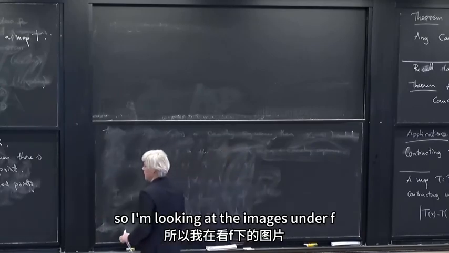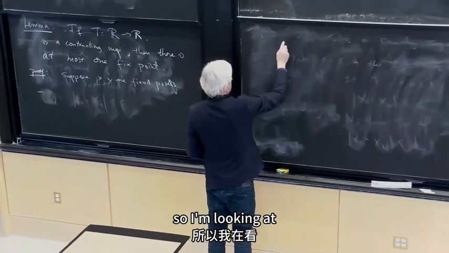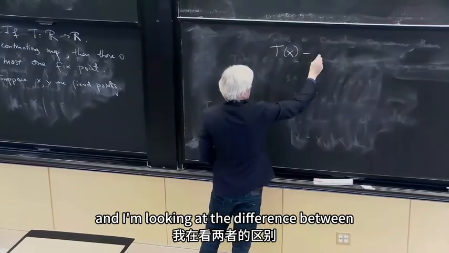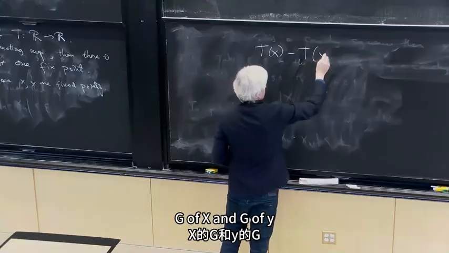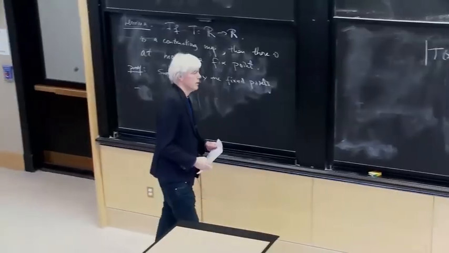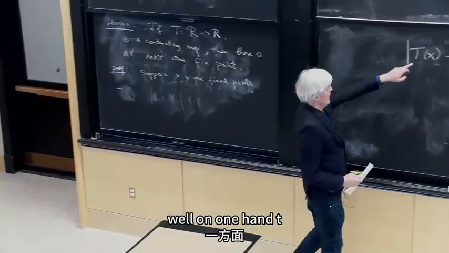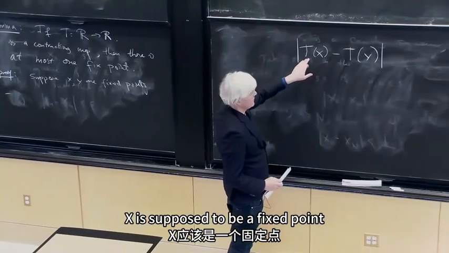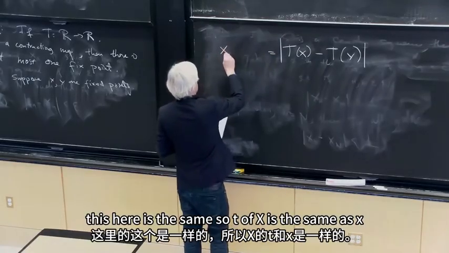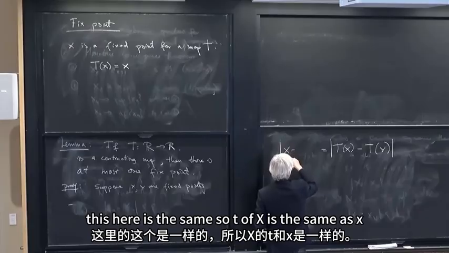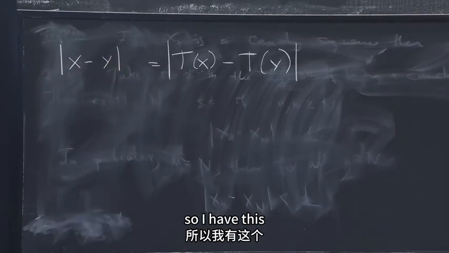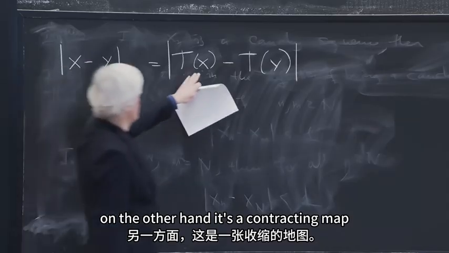So I'm looking at the images under T. I take T of x, and I'm looking at the difference between T of x and T of y, and I want to estimate that difference. Well, on one hand, x is supposed to be a fixed point, so T of x is the same as x. And likewise for y, T of y is supposed to be the same as y. So I have this.